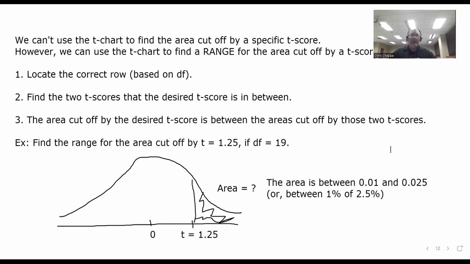This is going to be something we do because we're going to be finding p-values, which are areas cut off by tails. Those tails may be cut off by T-scores. So we can't say the area is definitely this, but we can say it's between these two numbers. With technology, we can get a good estimate for the area instead of just saying it's between these two.